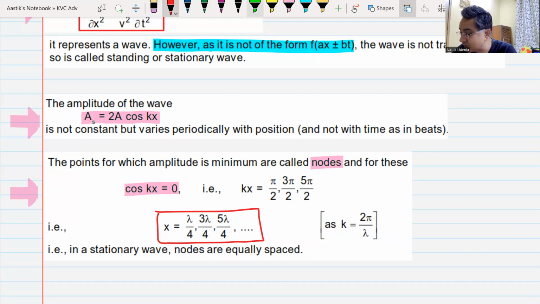How much is the distance between two nodes? What is the distance between two nodes? Tell me. The distance between two nodes is? Lambda by 4, sir.